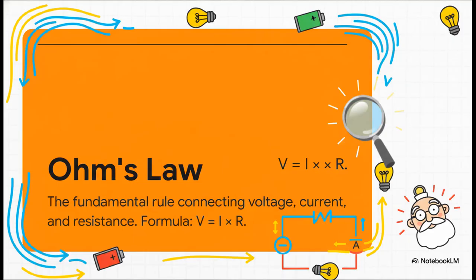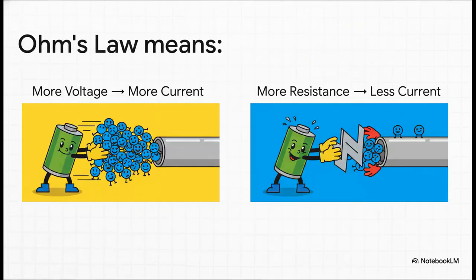All right, let's get to the master rule of all circuits, Ohm's law. It connects voltage, current, and resistance. And what it means is pretty simple. More voltage gives you more current, but more resistance means less current.